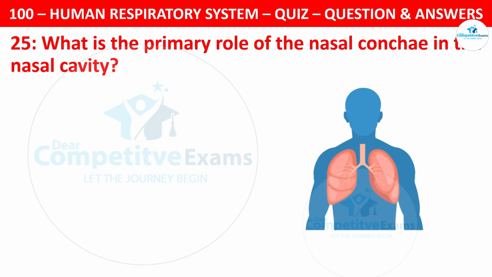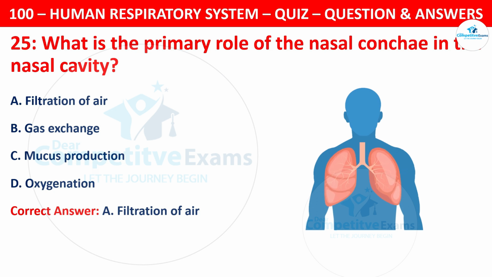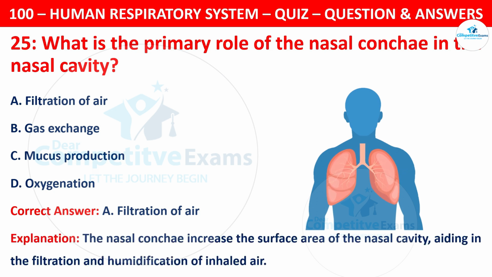Question number 25. What is the primary role of the nasal concha in the nasal cavity? Your options are filtration of air, gas exchange, mucus production, or oxygenation. The correct answer is A, that is filtration of air. The nasal concha increase the surface area of the nasal cavity, aiding in the filtration and humidification of inhaled air.